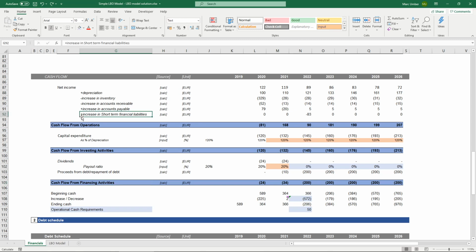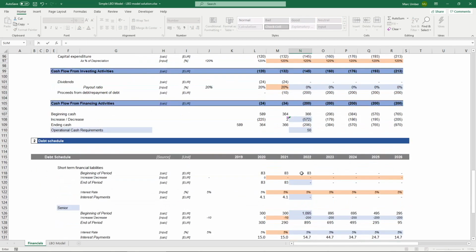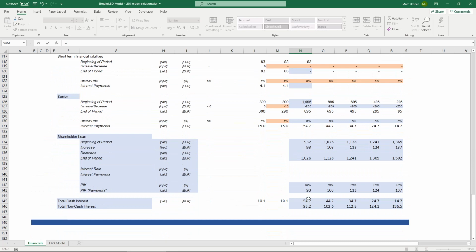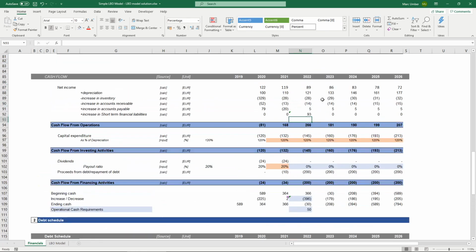We will use the first alternative. So we now need to add the payments in kind made on the shareholder loan. Since this is new debt, we put this into the increase in short-term liabilities. You could also argue that this needs to flow into the cash flows from financing activities. It is your choice how to model this. The result is the same. So we add this payment in kind as an increase in short-term financial liabilities.